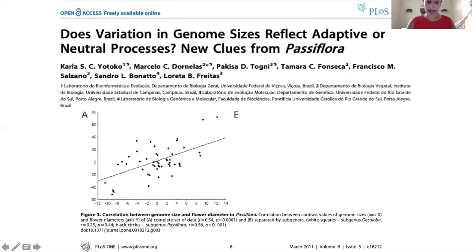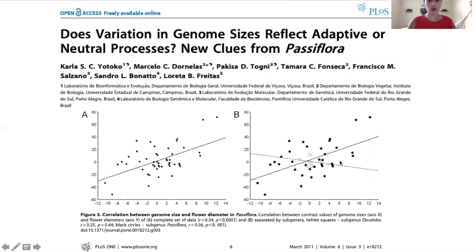Here in the x-axis you have genome size, and in the y-axis you have the diameter of the flower. So there is a very strong correlation between genome size and the flower diameter. Now, the black squares are the subgenus Passiflora, and when you separate them by subgenus and you have the white squares from the subgenus Decaloba, you lose that correlation.